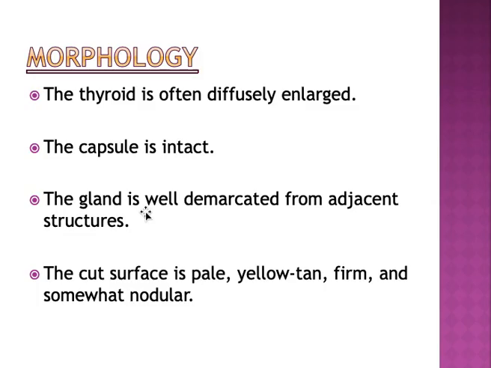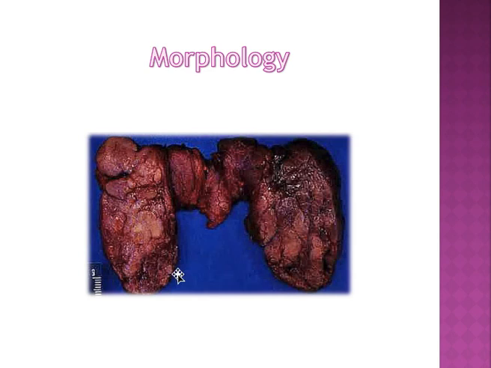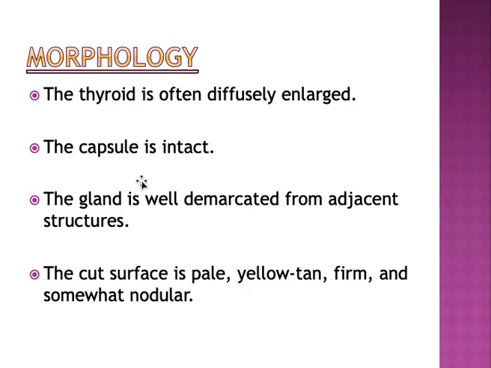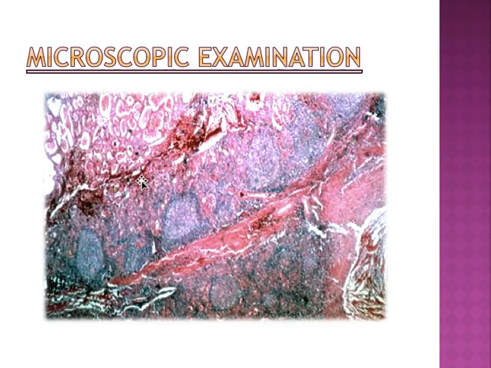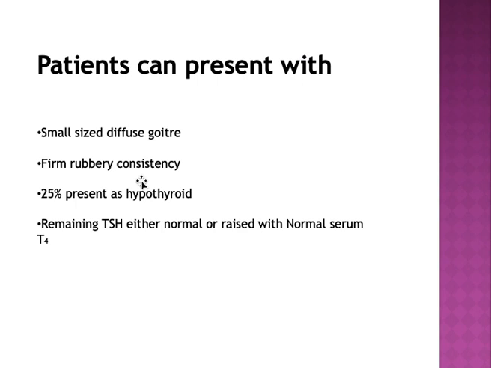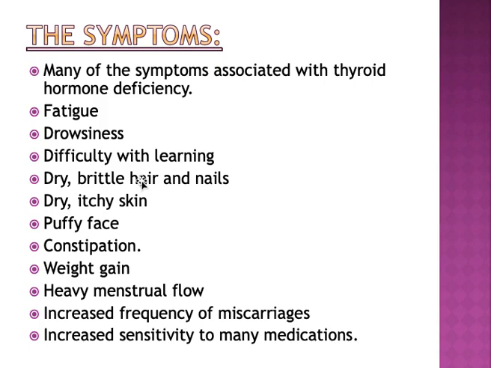The morphology: you can see that the thyroid is diffusely enlarged, and the capsule is still intact. For example, if it is some sort of carcinoma, the capsule will not be intact, rather it will be infiltrated by carcinomatous cells. And again, morphology, microscopic examination.